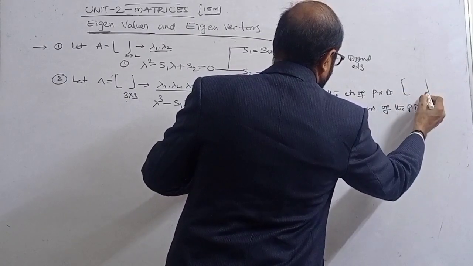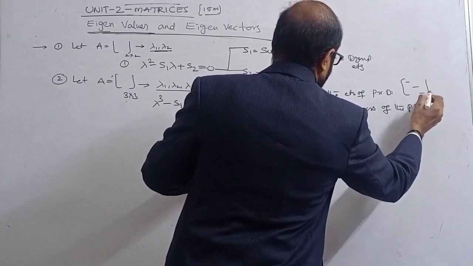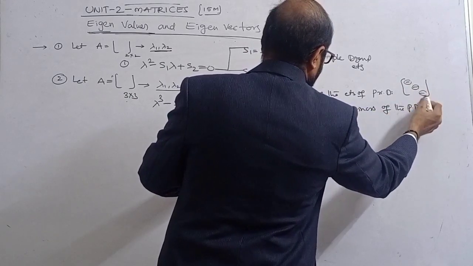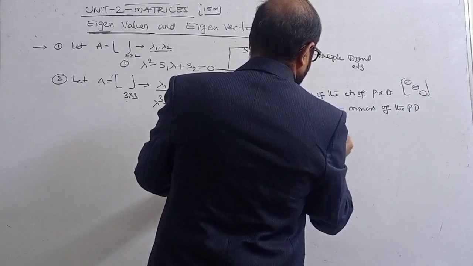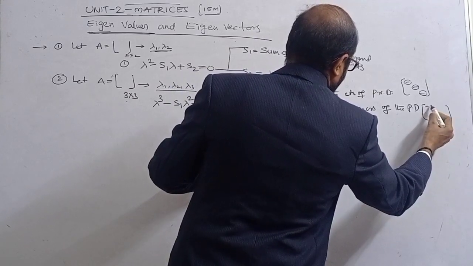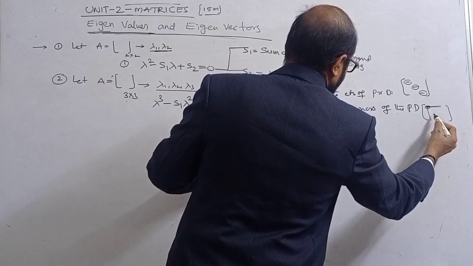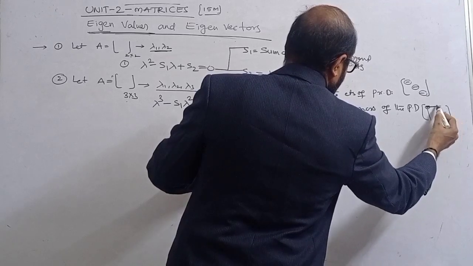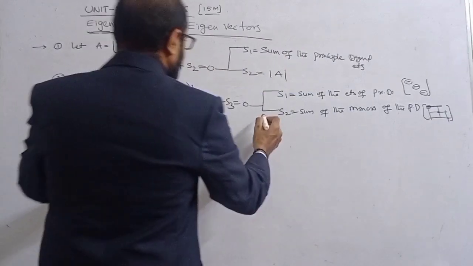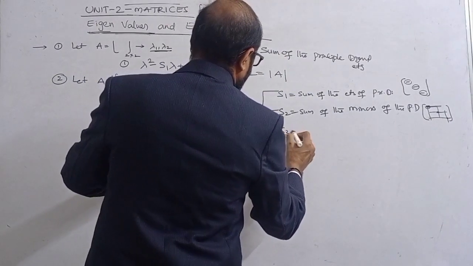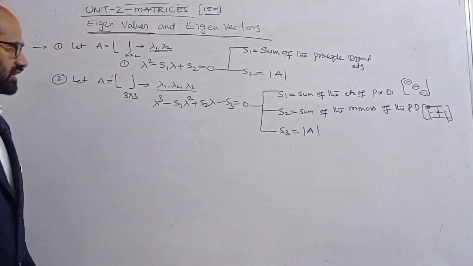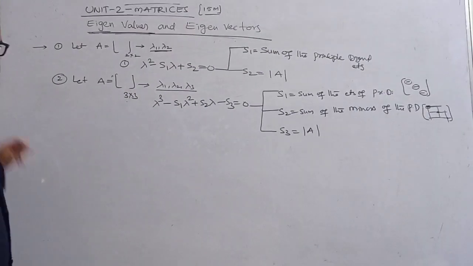See, for example, this is a matrix. Let us suppose these are the principal diagonal elements. Then S1 is the sum of these principal diagonal elements, and S2 is the sum of the minors of these. Minors means you find the minor of this element by eliminating its row and column, and the minor of the next by eliminating its row and column, like that. And S3 is the determinant of the given matrix.